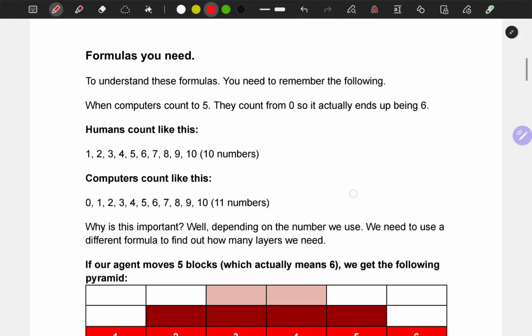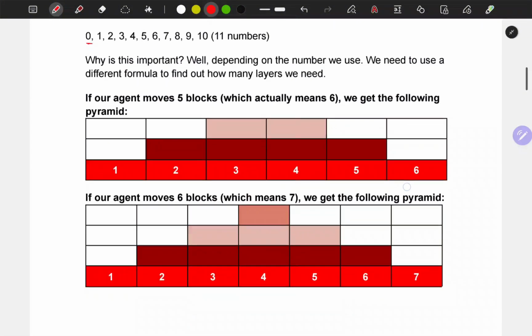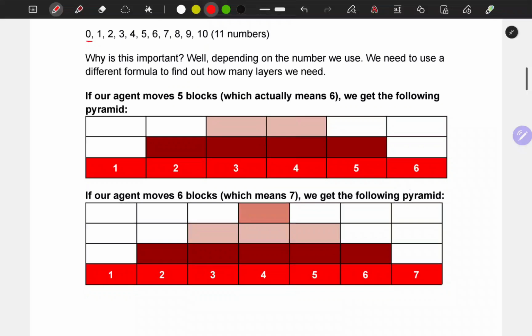So to start off, humans and computers count differently. Humans start from 1, and if we count from 1 to 10, that is 10 numbers. However, computers count from 0, and if we count 0 in our counting up to 10, that is 11 numbers. So why is that important? Well, because when we give our agent or our code a number, it actually pluses by 1.